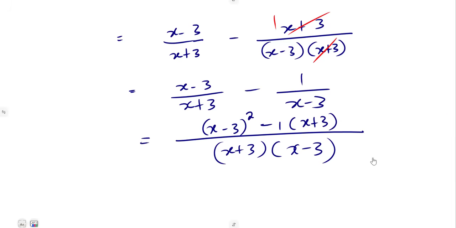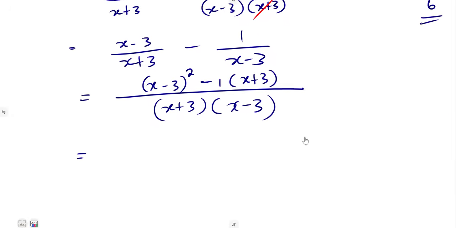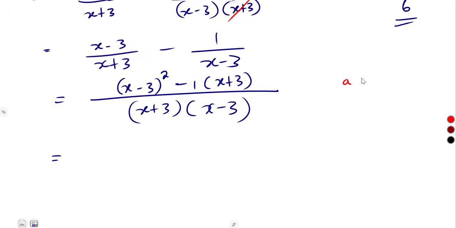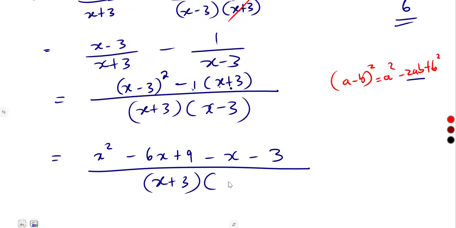This is the stage where you are going to expand the brackets of x minus 3 squared. A minus b squared is a squared minus 2ab plus b squared. So that is going to give us x squared minus 6x plus 9. Minus 1 times x is minus x, minus 1 times 3 is minus 3. Everything over our denominator as it is.